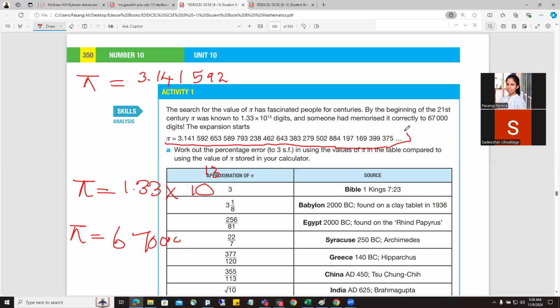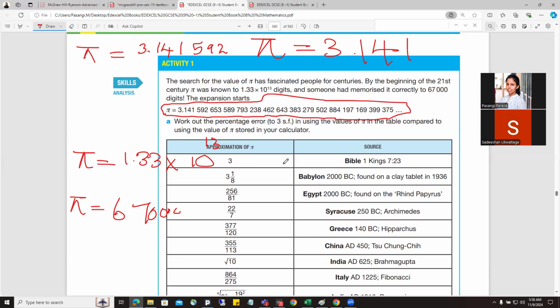Okay. Anyway, we can't remember or recall these ones. So normally if it's π, we use 3.141 as the value. That's it. Now work out the percentage error to three significant figures in using the values of π in the table compared to using the value of π stored in your computer.